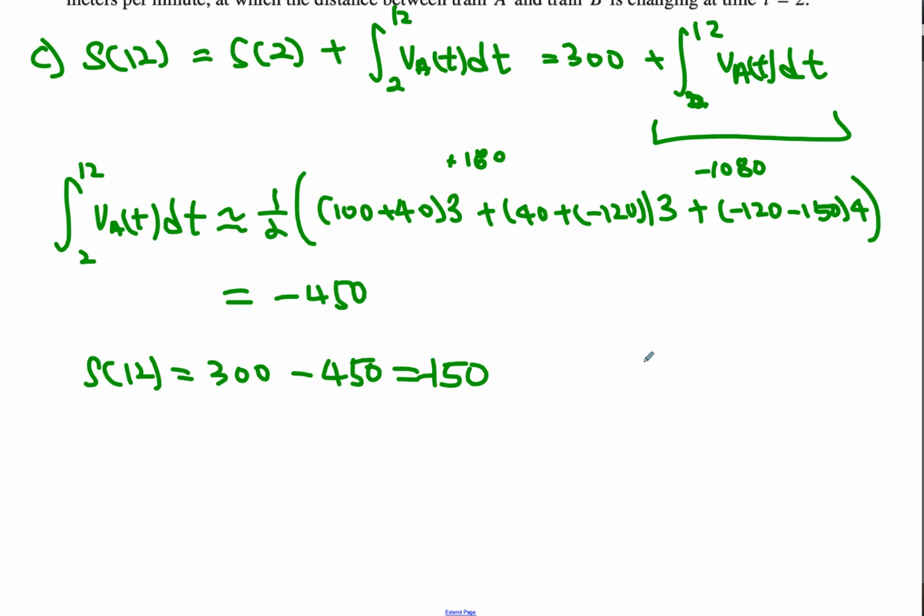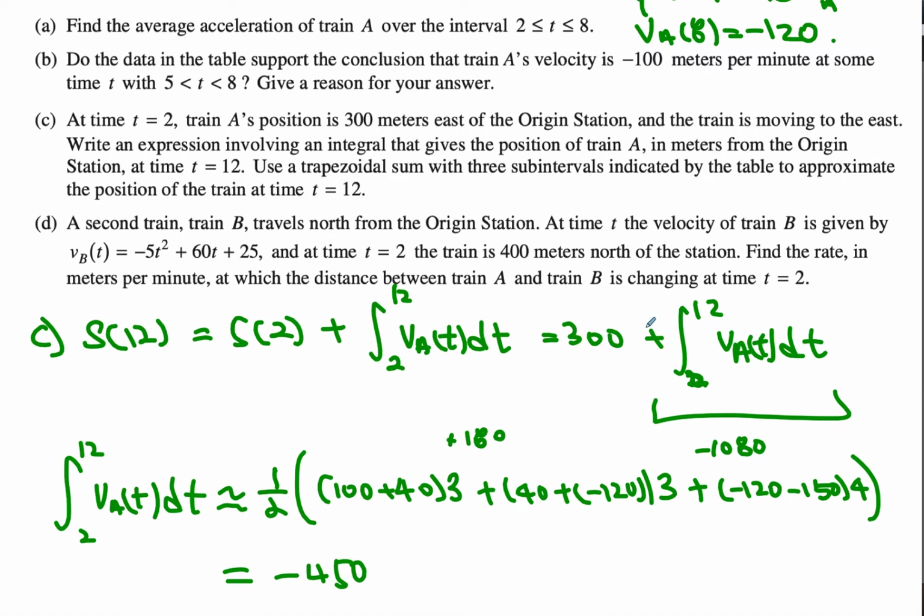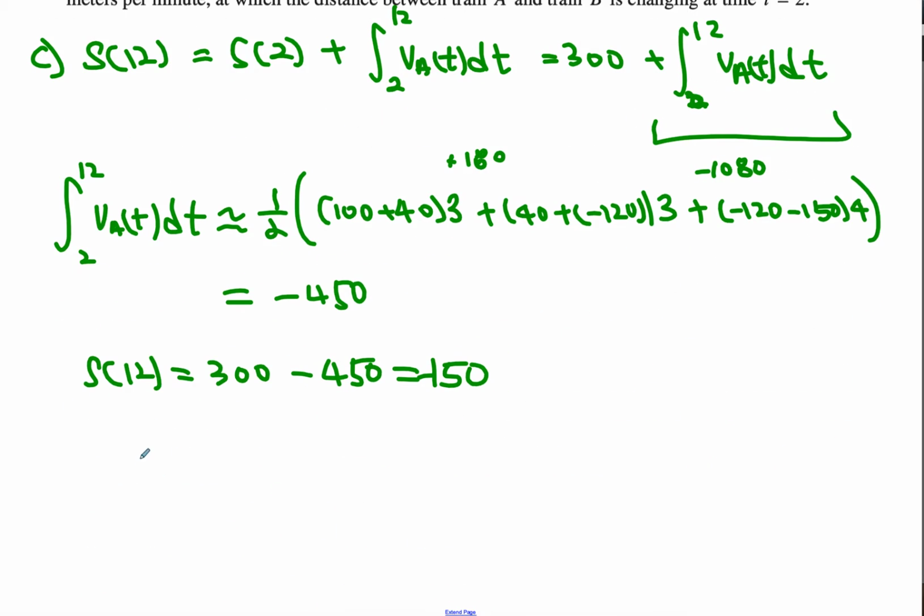So therefore, they want you to explain: 150 meters west, because if east is positive, then negative means west of the station.